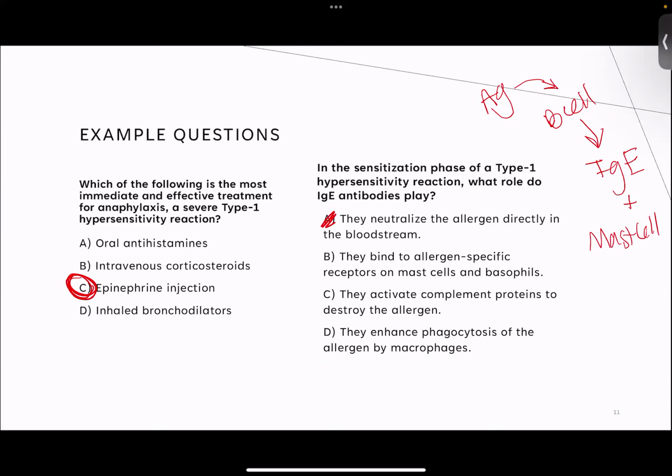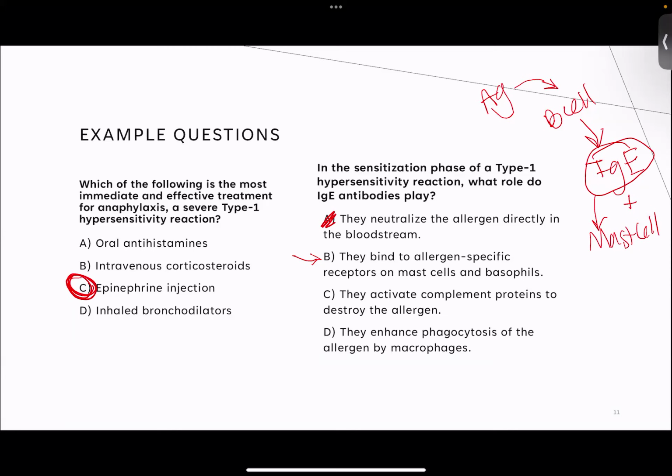Will the IgE bind to allergen-specific receptors on mast cells and basophils? This is probably going to be our choice. After we have created IgE, the IgE will be on special receptors on mast cells and basophils. We just didn't cover that in our lecture. And these will degranulate after we see the allergen again. But let's look through our other choices.